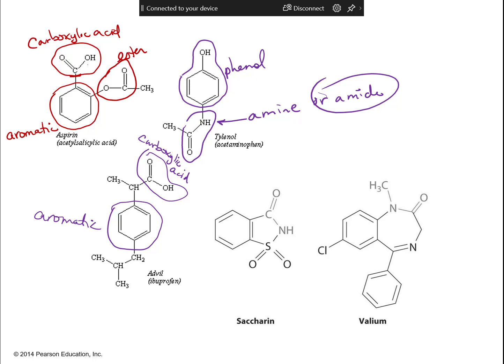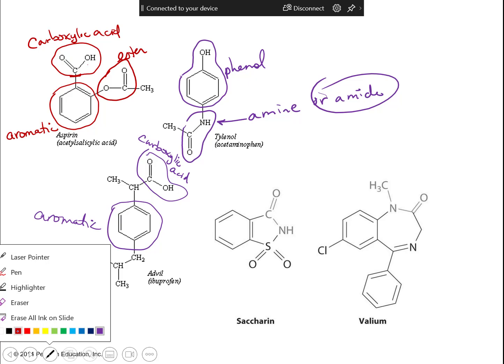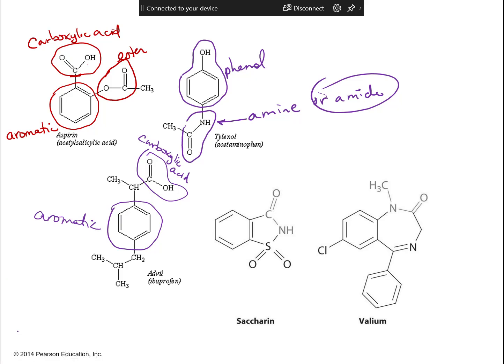All right, look over at saccharin. What does saccharin have? So what's that? A thiol. Anytime it's got a sulfur, it doesn't matter what oxygens are attached or anything else. If you see a sulfur, it's a thiol. Two others. An amide. Yep.